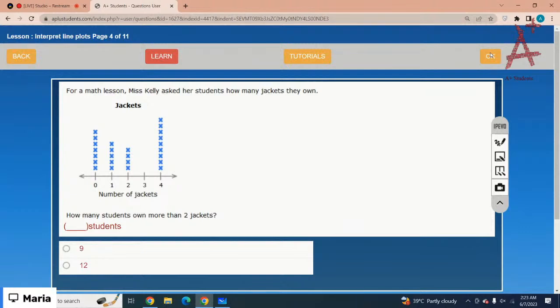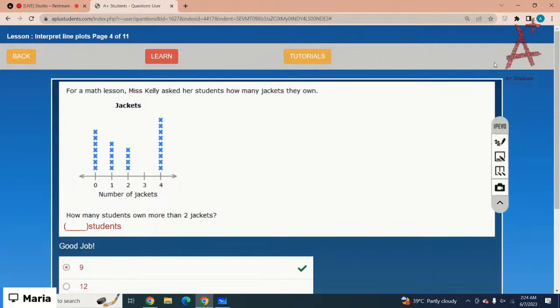Which is the correct option? More than two. Count the crosses in front of three and four. Got it? You three have no value. I think that would be nine. So the correct option is nine. You have just nine students.